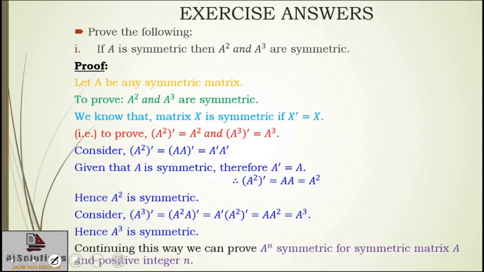So continuing this way, we can prove here A raised to n is symmetric for symmetric matrix A and positive integer n. So you all can note this point. This is a very important point over here. A raised to n is symmetric for symmetric matrix A and positive integer n. Nothing but all positive integer powers of a symmetric matrix are symmetric.